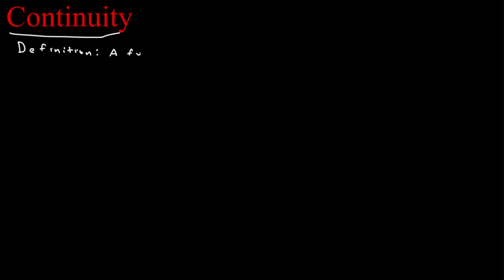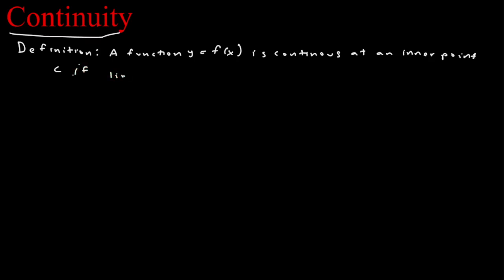A function y is equal to f of x is continuous. And we're going to split it into inner points and outer points. First we'll talk about inner points. It's continuous at an inner point C if the limit as x tends to C of f of x is equal to f of c. So basically it's saying if the limit at that point is equal to the value of the function at the point, then it's continuous at point C.